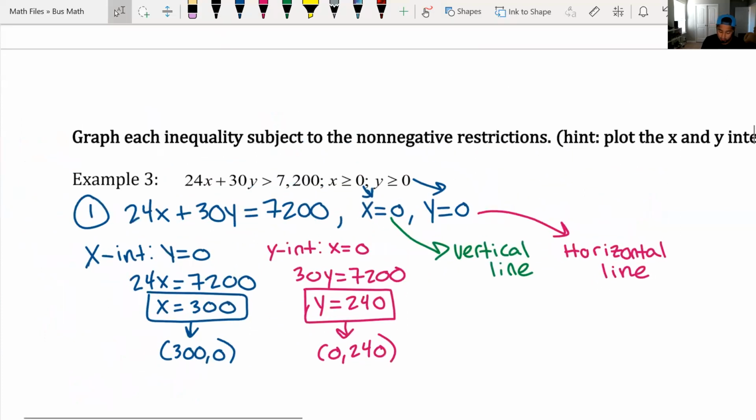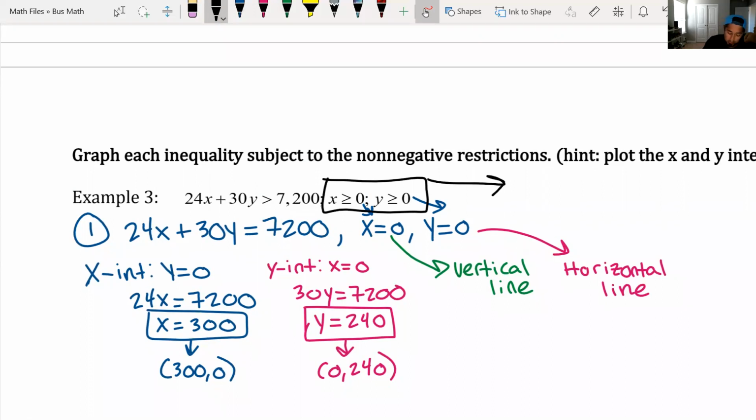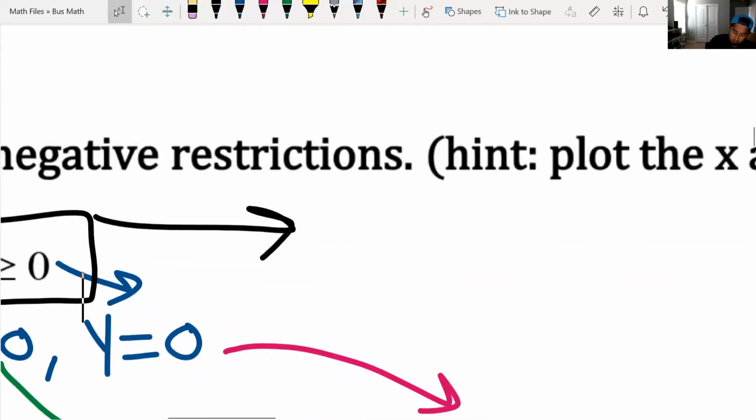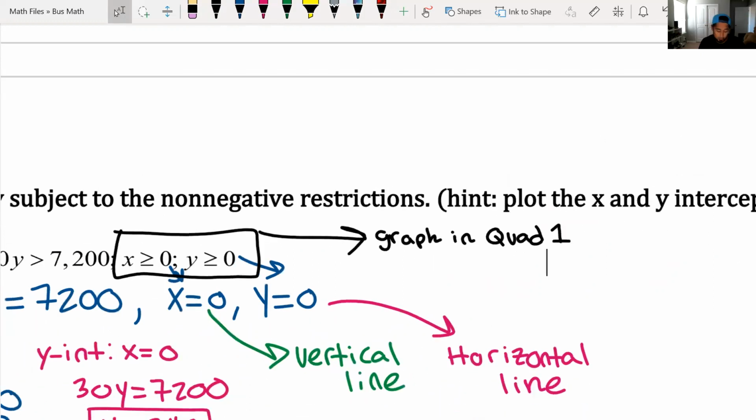Before I move on, let me explain what the restrictions mean when we have x greater than or equal to 0 and y greater than or equal to 0. These restrictions mean that x can only be positive and y can only be positive. So when we are graphing, we only really care about quadrant 1. We only want our shadings in quadrant 1. So this keeps us in quadrant 1. That's what those restrictions mean. We're stuck in quadrant 1.